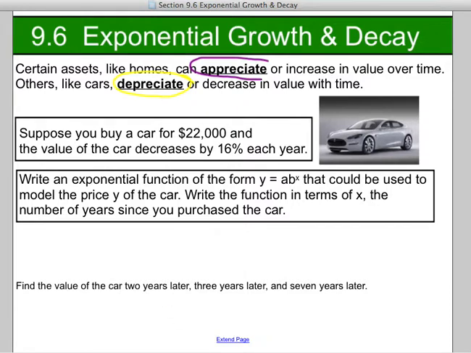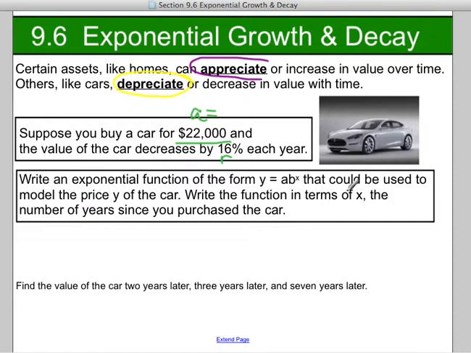Suppose you buy a car for $22,000, and the value of the car decreases by 16% each year. Well, if I have a value that starts at 22,000, that's my A or my principal amount. So that's what I'm starting with. And my 16%, that is my rate.